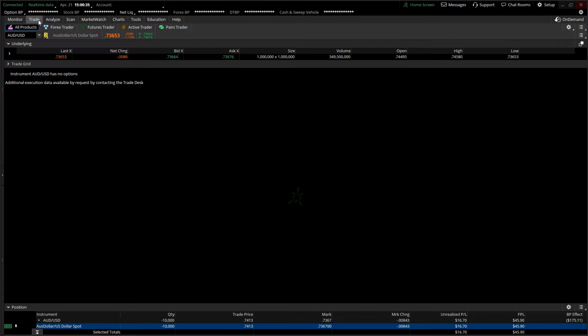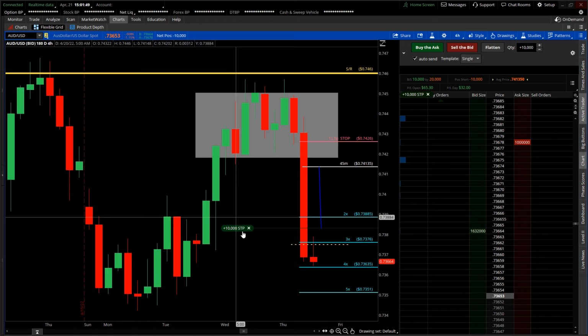Actually, if I click on trade, the trade is now up $45.70. The long position I took earlier this morning was just a small trade entry, and that was a profit of $16.70. So combined, this is what the overall profit is. That's the status overall.